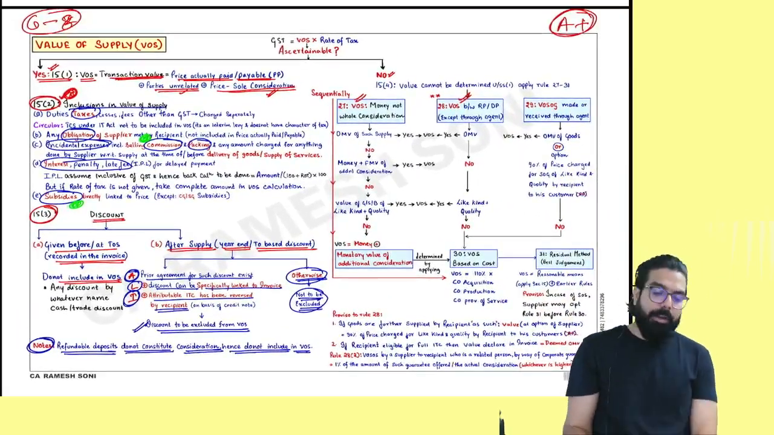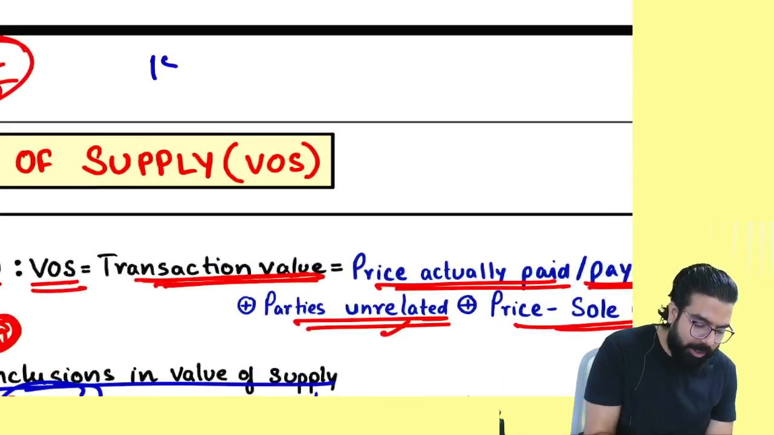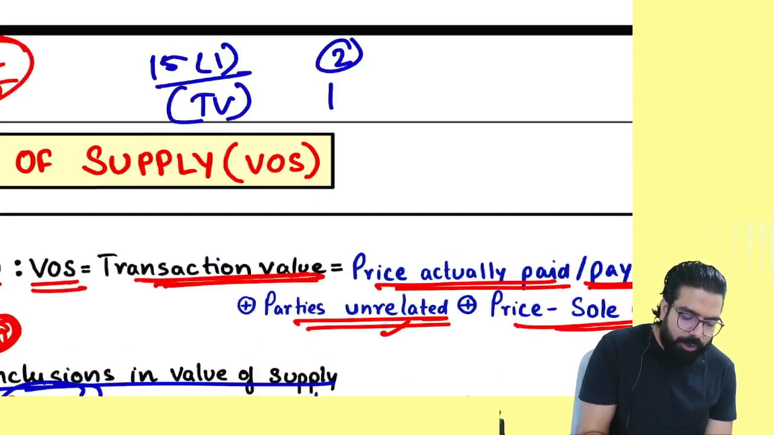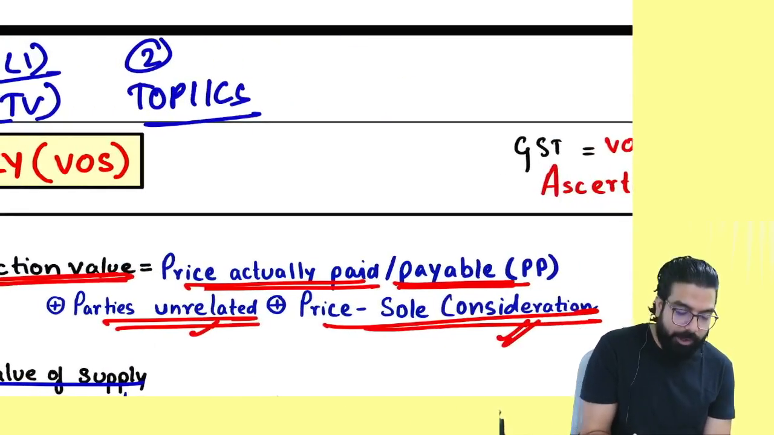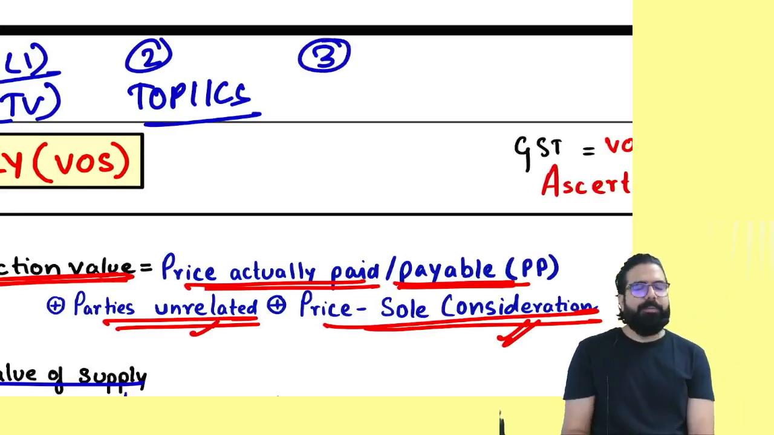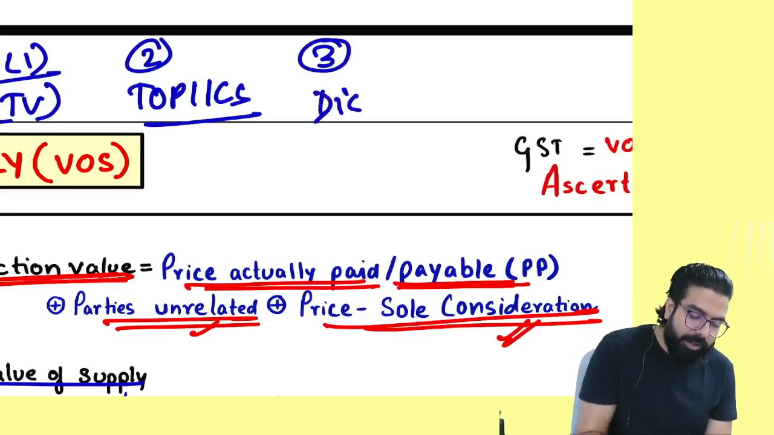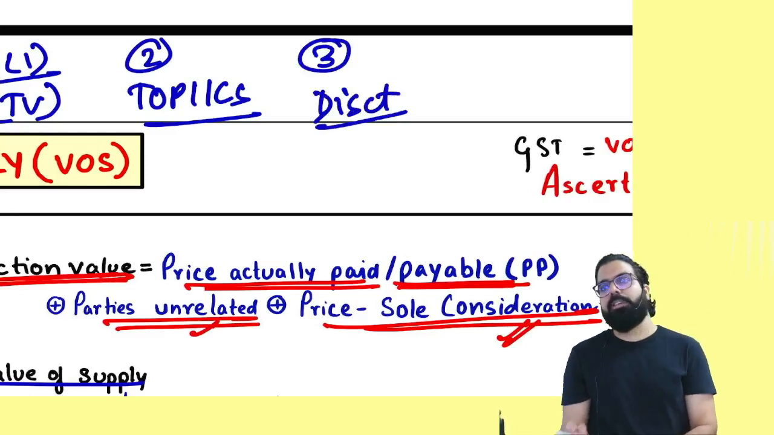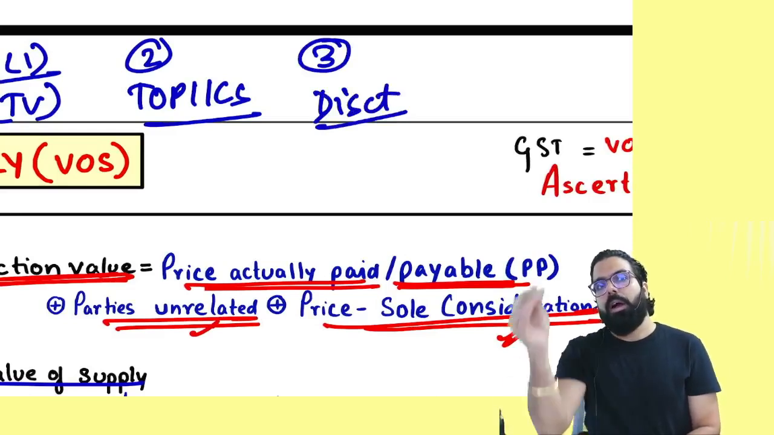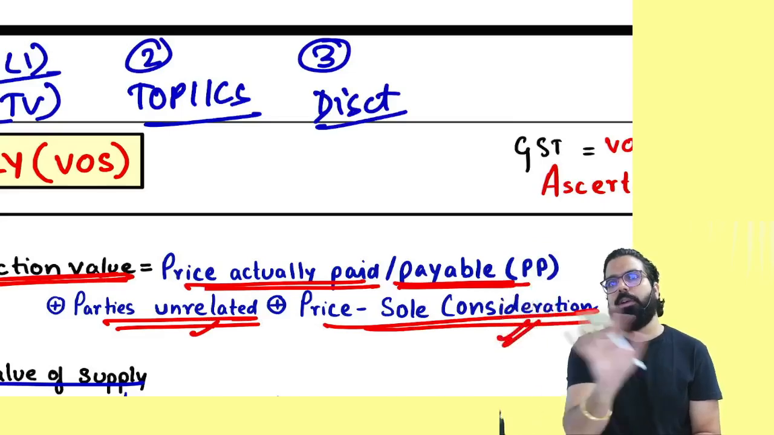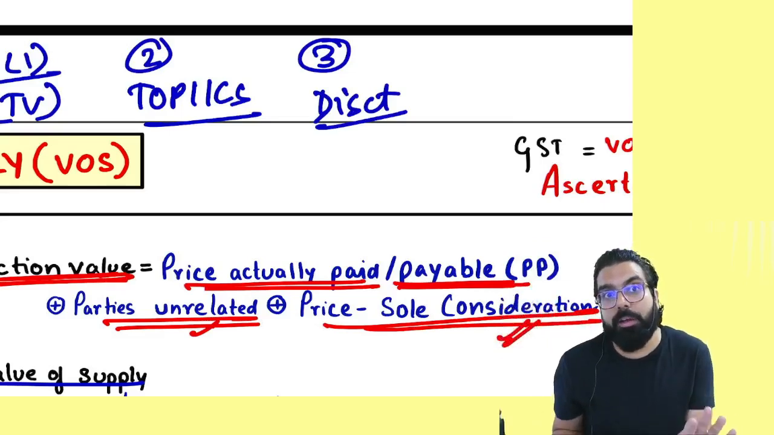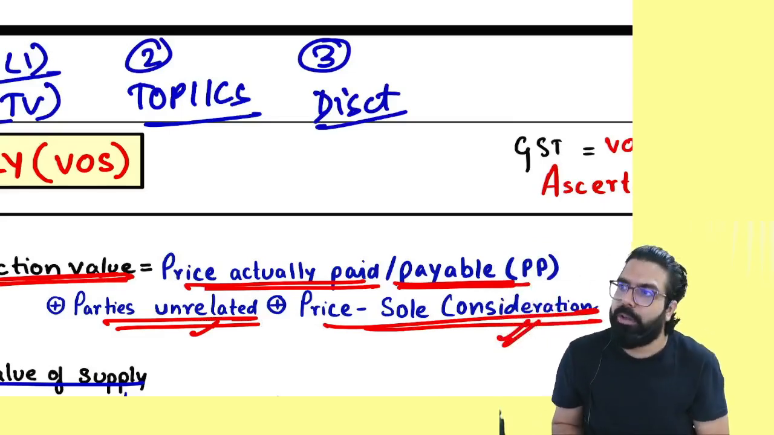Now, people, tell me one thing. What did I tell you till now? Section 15(1), transaction value. 15(2), topics to be always included. 15(3), discount. Discount given before, exclude. Discount given after, if the condition is satisfied, exclude. If the condition is not satisfied, do not exclude. Do not exclude means what? It will still remain in the value of supply.